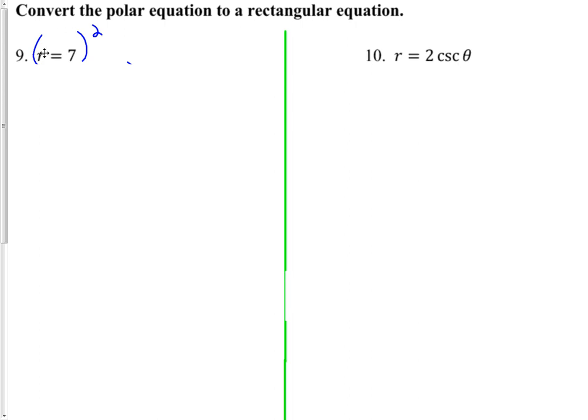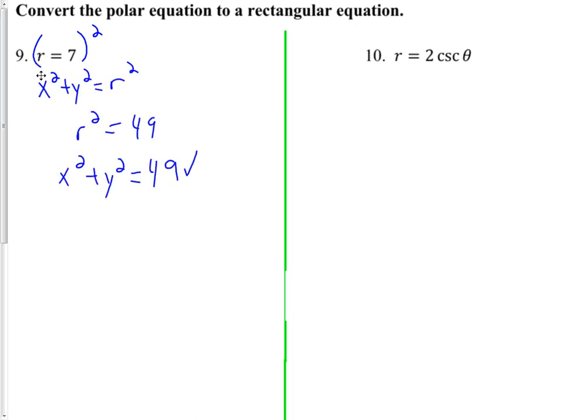Again, I mentioned we want r squared. We can't really do much with this, so when we square it, we get r squared is 49, and then we're plugging in x squared plus y squared for that. So that's why you already see the squared here. R squared is 49, so x squared plus y squared is 49, and that is our final answer.